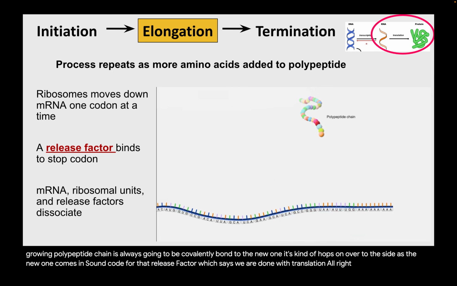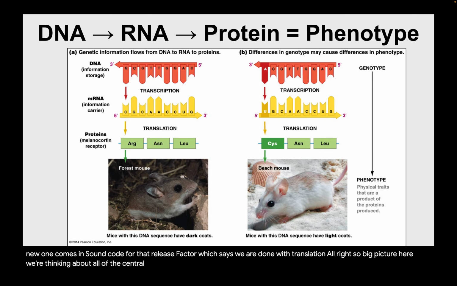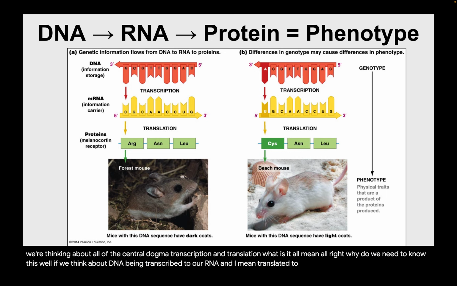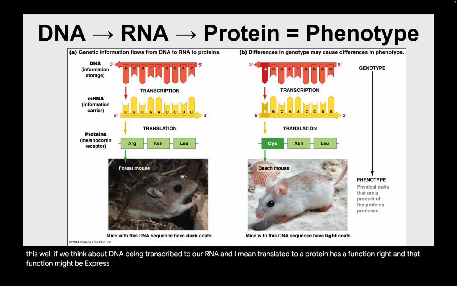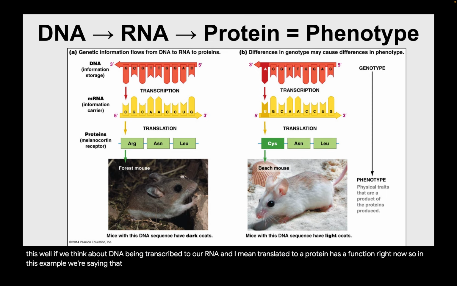All right, so big picture here. We're thinking about all of the central dogma, transcription and translation. What does it all mean? Why do we need to know this? Well, if we think about DNA being transcribed to RNA and then translated to a protein, that protein has a function, and that function might be expressed in different ways. In this example, we're going from DNA to RNA, and then translating a protein that relates to producing pigments of the fur of a mouse.